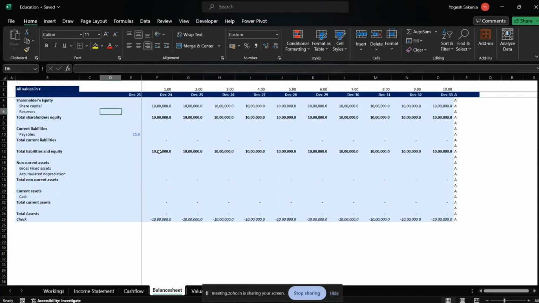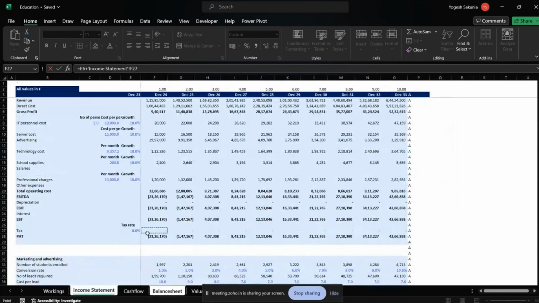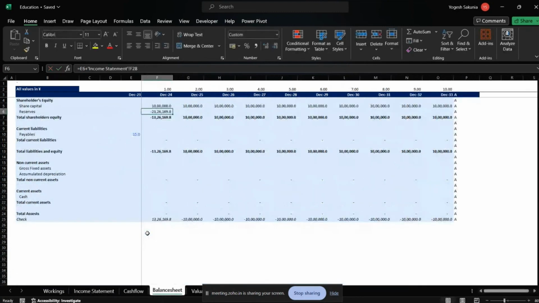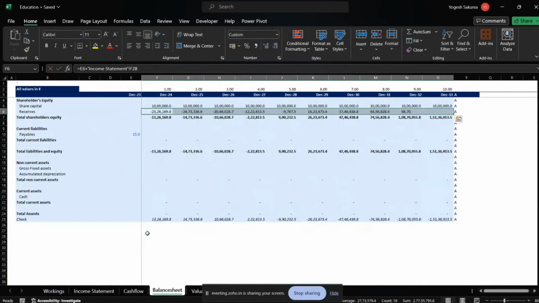Next is the reserves and surplus. This is basically your retained earnings. So how do you calculate it? It's whatever the retained earnings were, plus the profit for the year. That is the reserves and surplus. If there was any dividend, then we would have to adjust that dividend here.